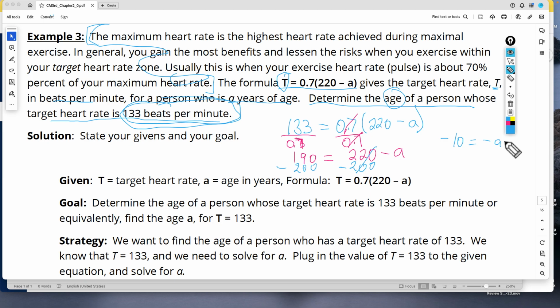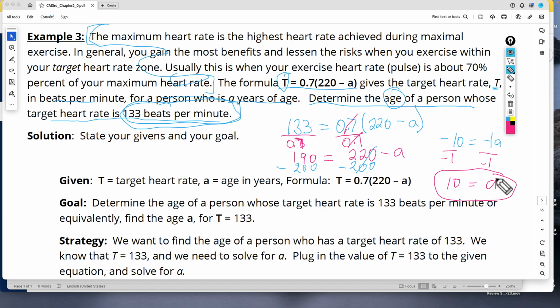And what's A supposed to be? It's supposed to be the age of a person. Well, can a person be negative 10 years old? Oh, there's a negative here. So that's like a negative 1, isn't it? How do we get rid of that negative 1? Divide by negative 1. So we end up with A equals positive 10. So that's a 10-year-old person, who should have a target heart rate of 133, according to this formula.